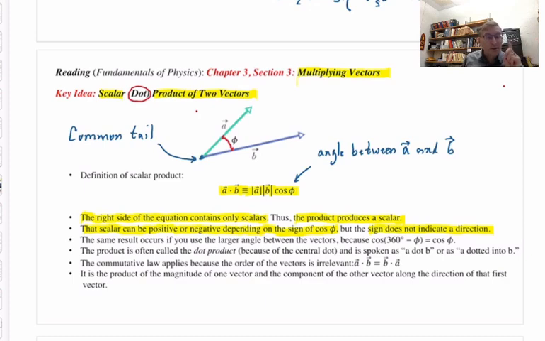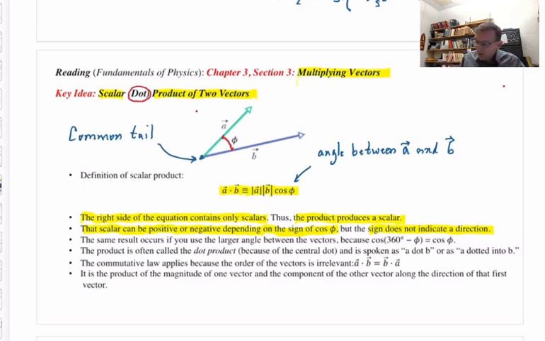Here you would be served by remembering what you've learned about cosine. You probably learned this in high school trig. Cosine is positive in the first quadrant, negative in the second quadrant. And in a special case, when the angle is exactly 90, cosine of 90 is 0.